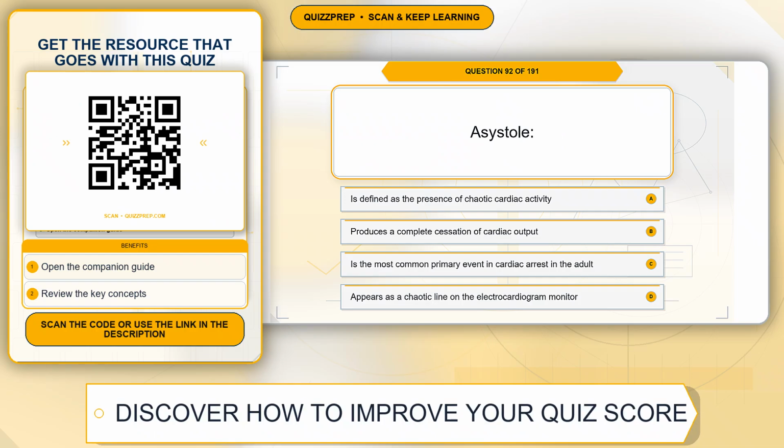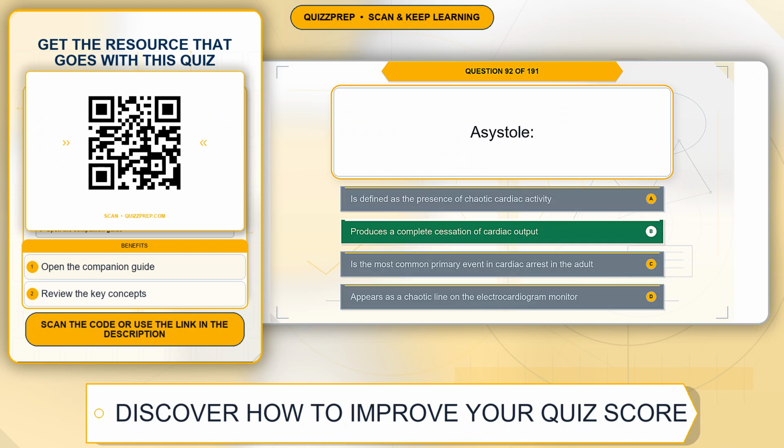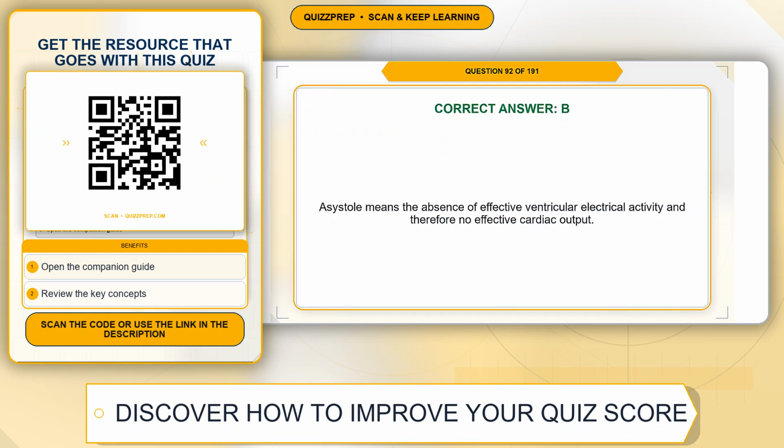Question 92. Asystole. Option A, is defined as the presence of chaotic cardiac activity. Option B, produces a complete cessation of cardiac output. Option C, is the most common primary event in cardiac arrest in the adult. Option D, appears as a chaotic line on the electrocardiogram monitor. The correct answer is option B, produces a complete cessation of cardiac output. Explanation. Asystole means the absence of effective ventricular electrical activity and therefore no effective cardiac output.